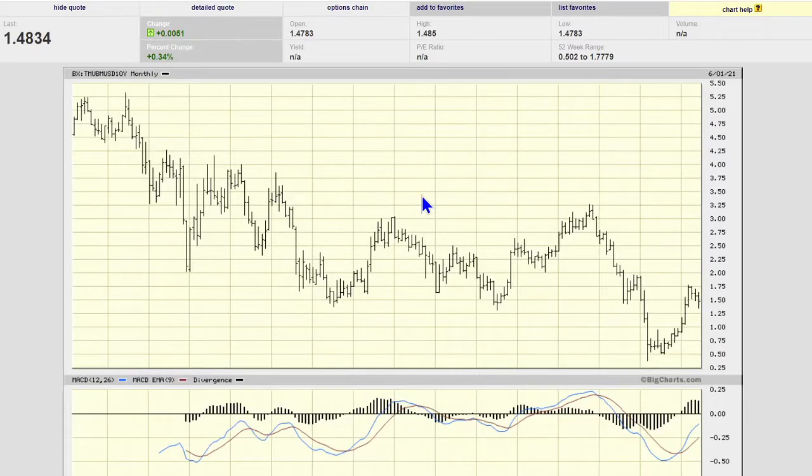Before we talk about TLT, let's take a quick look at interest rates. So this chart here is the monthly chart, going back several years, of the 10-year Treasury yield. And the close on Monday was just under 1.5, it was at 1.48%.